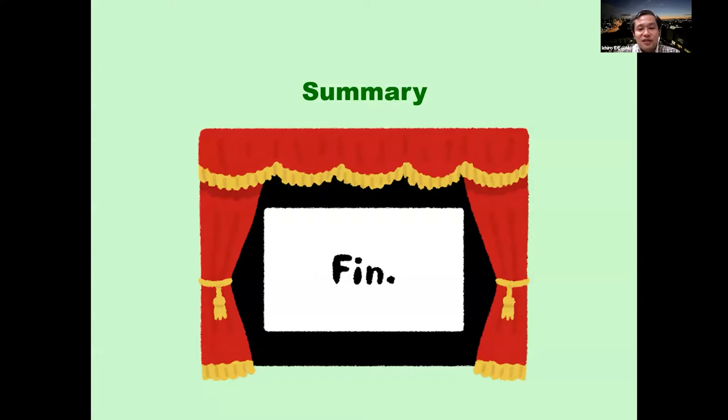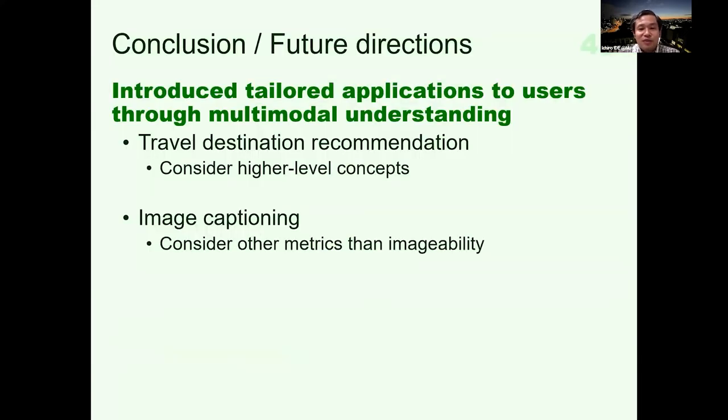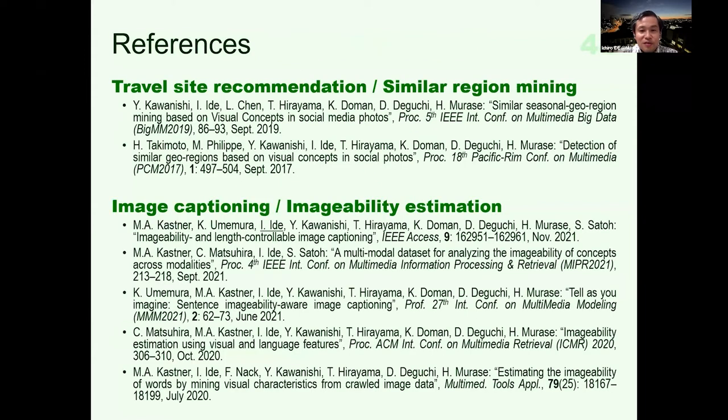So, summary. We introduced tailored applications to users through multimodal understanding, in two cases: travel destination recommendation and image captioning. For future directions, we still need to consider higher level concepts for the recommendation. And for the image captioning, we should consider other metrics than imageability. There are many other different concepts in psycholinguistics, and also things that we can think of. Okay, so these are the references. If you're interested, I can give you this later.